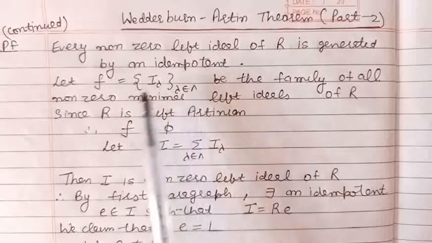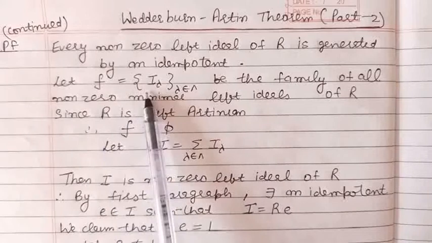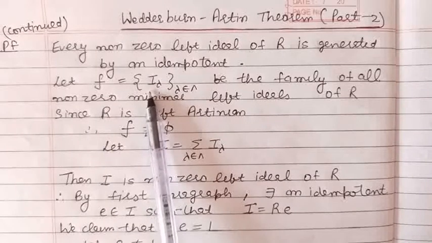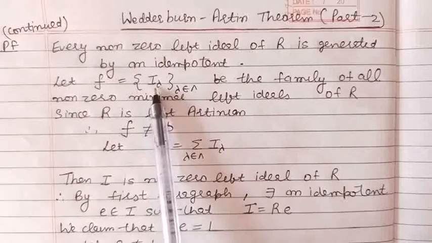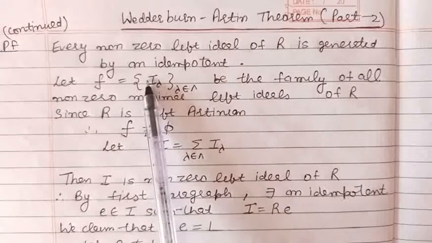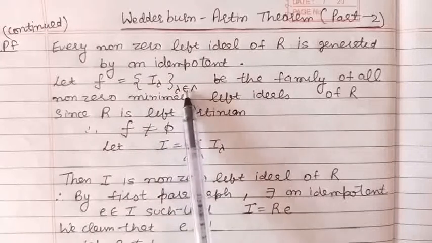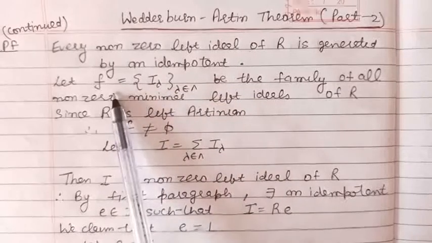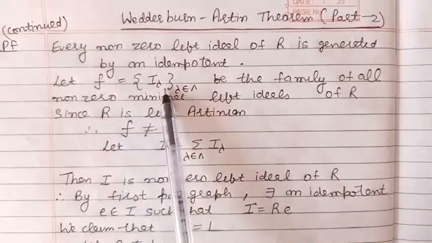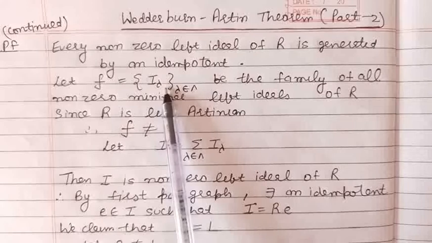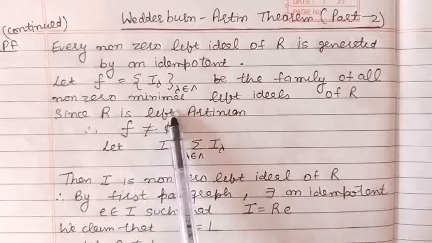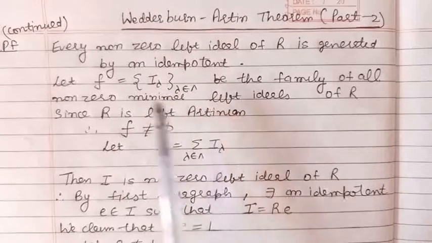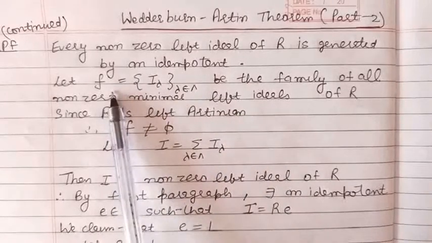Now let us take F, which is the collection of all the non-zero minimal left ideals of the ring R. These ideals I have denoted by I lambda, where lambda belongs to the family of indexes. Because we are given the ring R is left Artinian, this family will be a non-empty family.